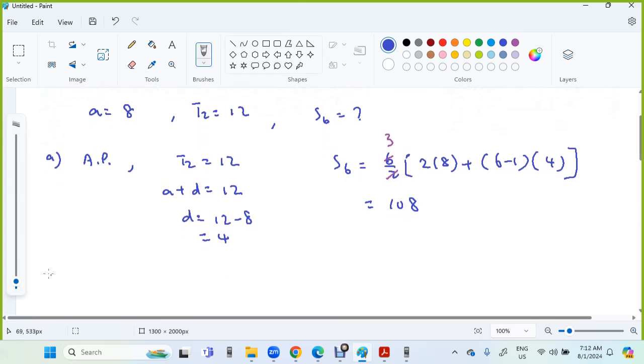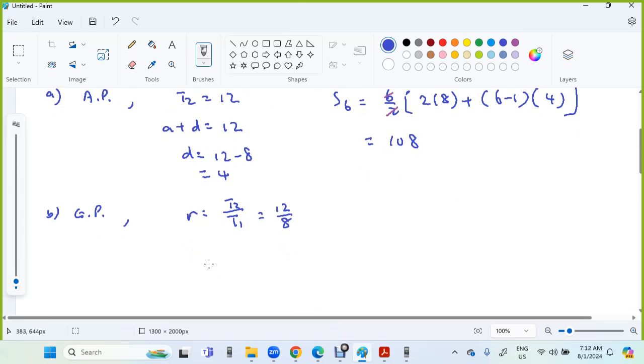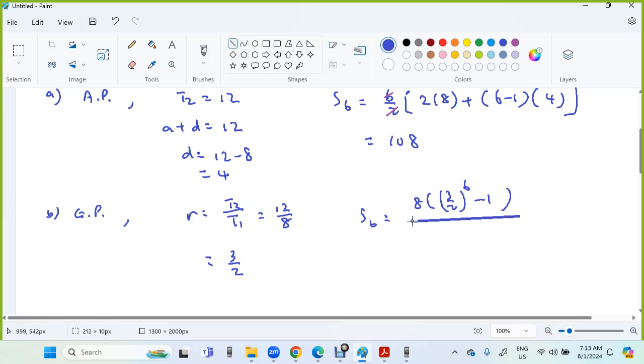And then B, if it is a GP, then the R is the T2 over T1, which is 12 over 8, so equal to 3 over 2. So the S of 6 is 8 times 3 over 2 power 6 minus 1, over 3 over 2 minus 1.